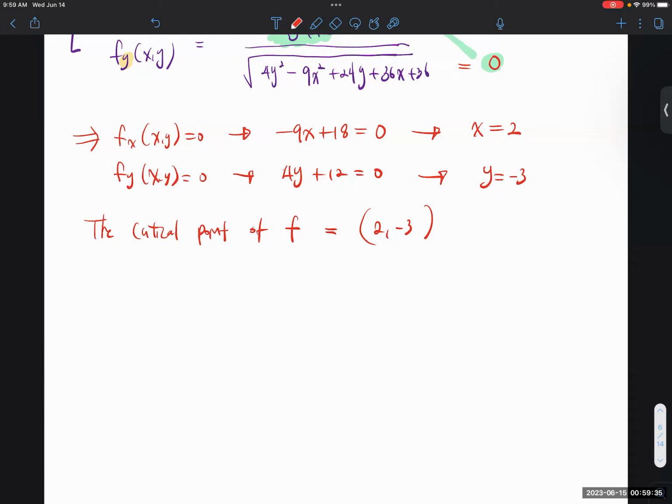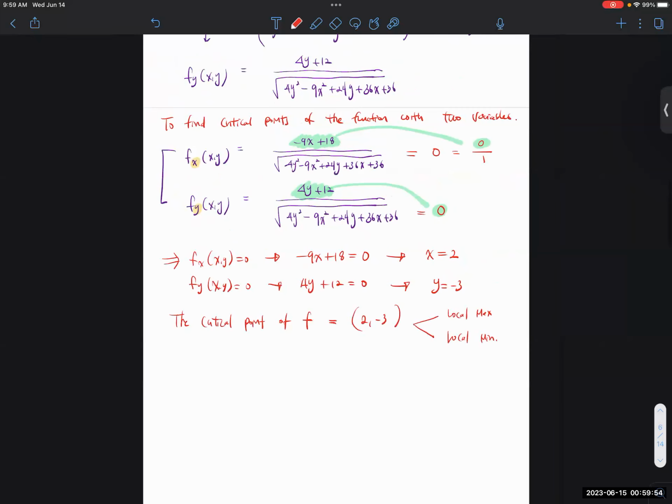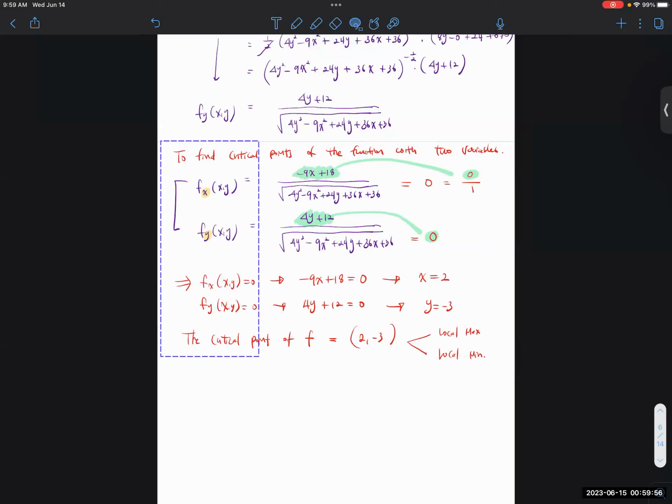This is yours. So at this moment, at (2, −3), the function is going to have a local max or local min. Okay, so let's take a look at more and more information. Let me actually minimize this a little bit.